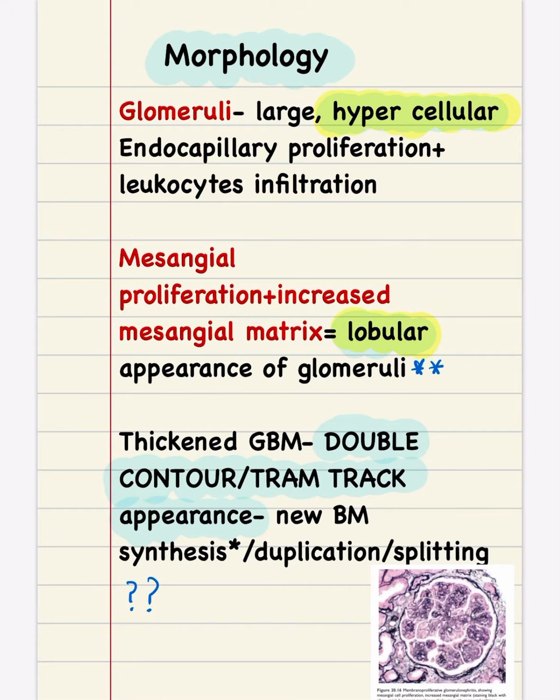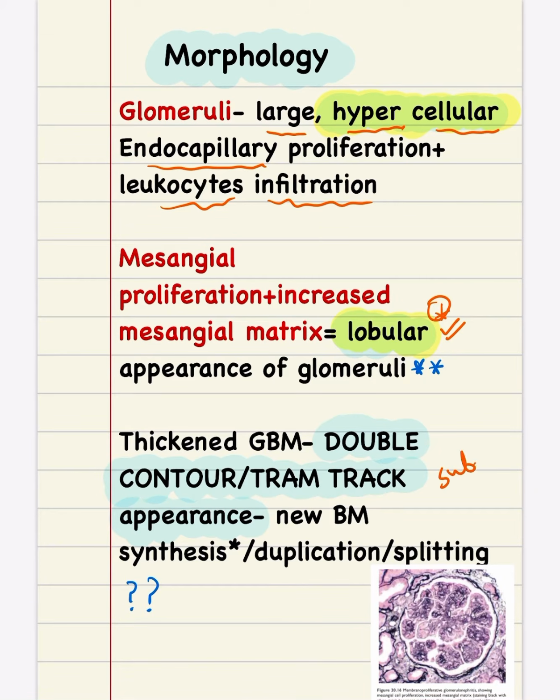So what will be the morphology? In MPGN, the glomeruli are large and hypercellular. Cellularity is increased because the mesangial matrix is increasing, the mesangial cells increase in number, there is endocapillary proliferation as well as leukocytic infiltration, and because of this the glomeruli have a lobular appearance. This you should remember.